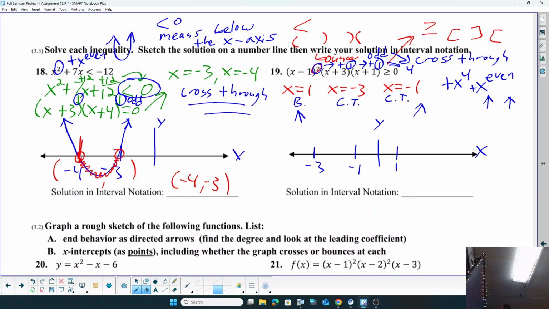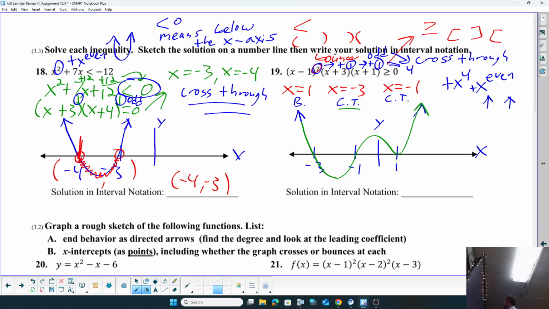And so at -3, we're going to cross through. At -1, we're also going to cross through. But at +1, we're going to bounce. And there we go. So now that we graphed it, we can do the inequality, right?